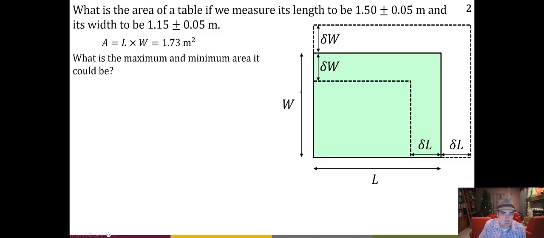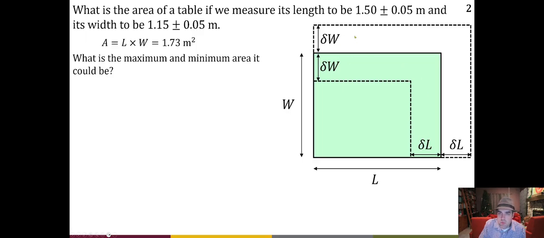But the thing is, this width and length actually could be a little bit bigger, right? It could be plus or minus this delta width number, this 0.05. So it could be a little bit bigger or it could be a little bit smaller. And that would change the area that we calculate, doesn't it? So if both of them were bigger, then we have this big area. And if both of them were as small as they could be, we'd have this smaller area. So you see this is our area, and then plus is this white portion over here, and then plus or minus this other portion here.